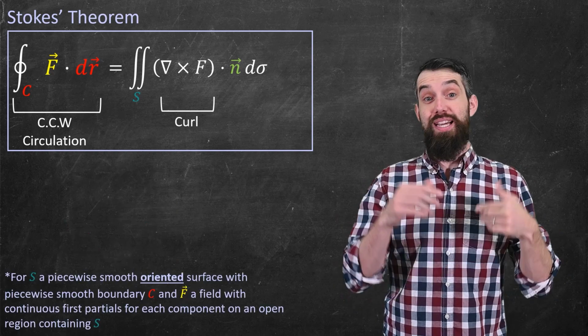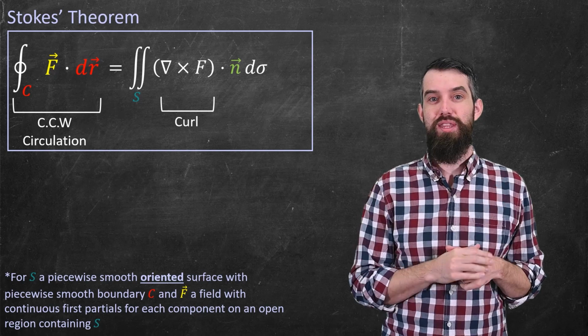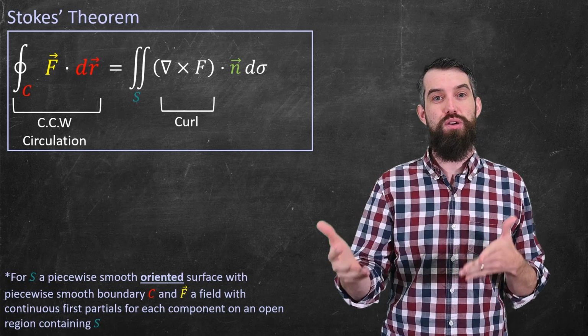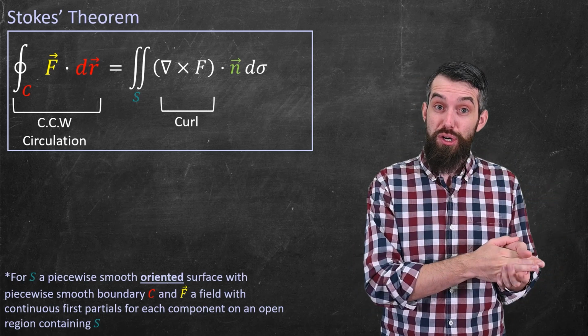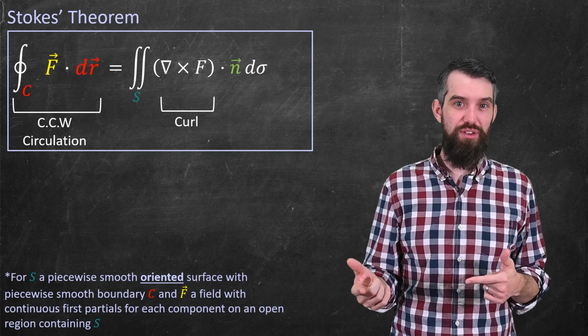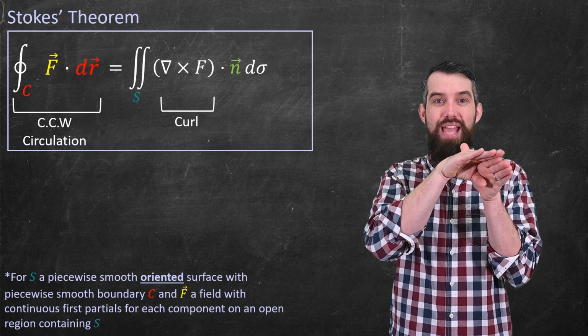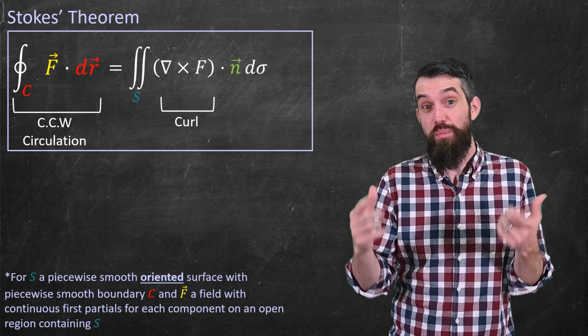I do want to put up the conditions for Stokes' theorem. The field has to be nice, in this case continuous first partial derivatives of its components. And the surface also has to be nice. It needs to be a smooth surface, or at least it needs to be piecewise smooth. Like for example, a cube has those boundary edges and corners, but we still call the cube piecewise smooth.